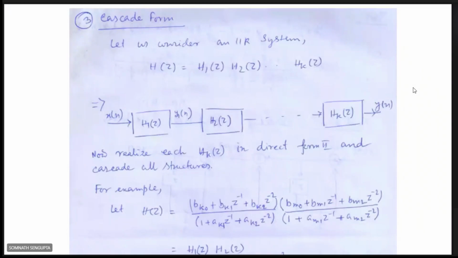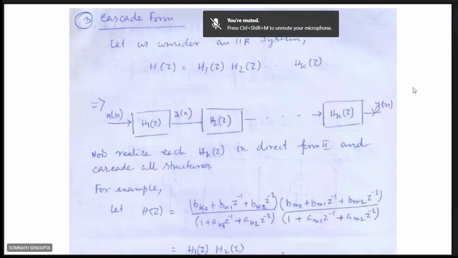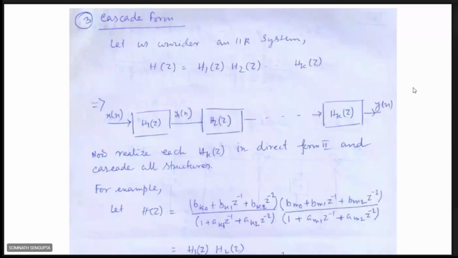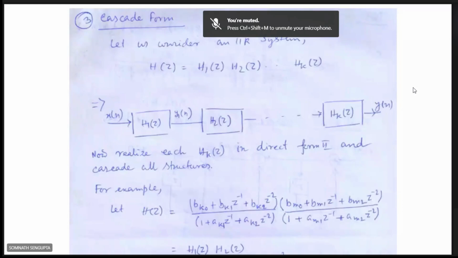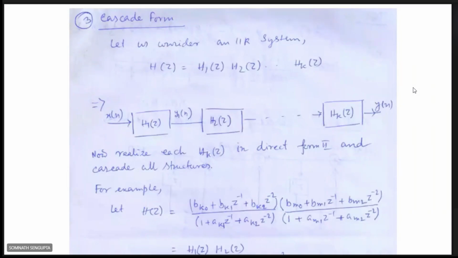So now we go to the next topic, that is cascade form realization. Cascade form realization means there are many stages, H1, H2, up to HK of z. Any transfer function can be written in terms of a product of some internal transfer functions of some internal stages. So like H(z), it is coming with this type of product.